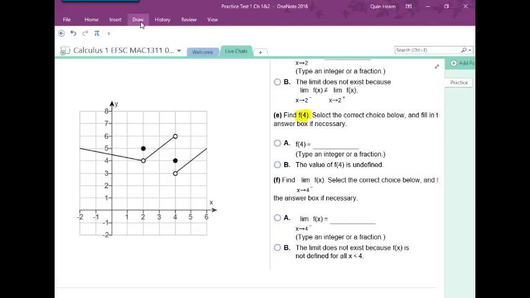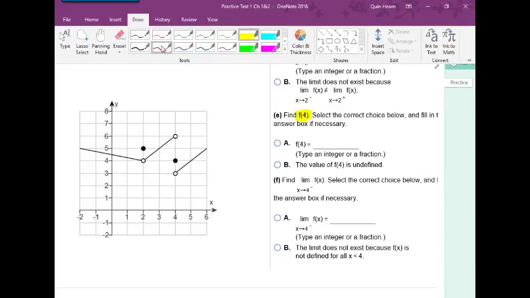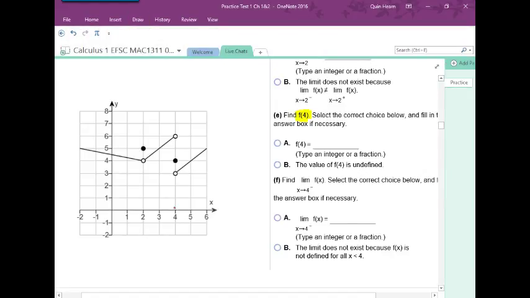Okay, so first for part E, we're going to find f of 4. Okay, and again, that just means what is the actual function value when x is 4. So looking at the x value 4, this corresponds to the y value 4. So that's this point here. So we say, okay, f of 4 is equal to 4. So we're going to fill in the answer 4 here.